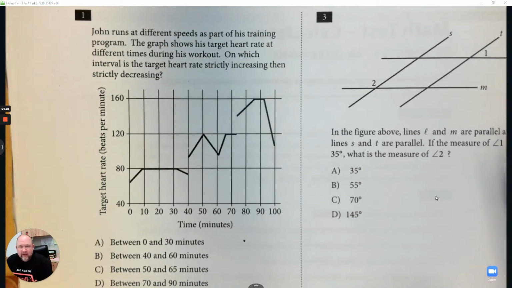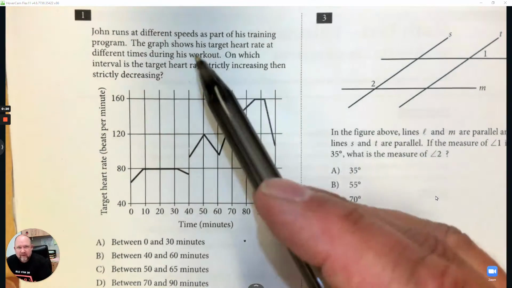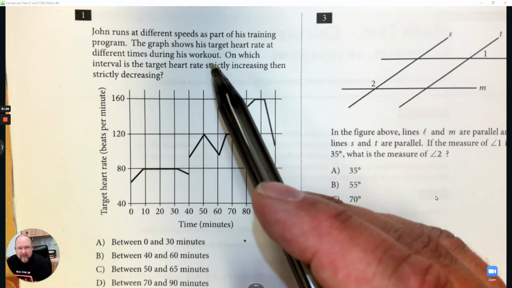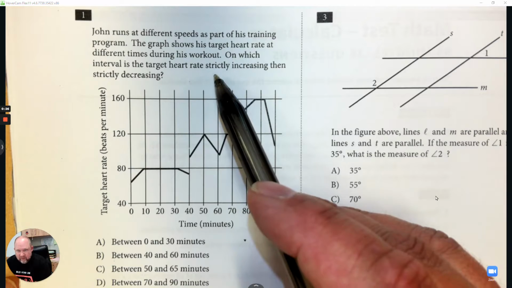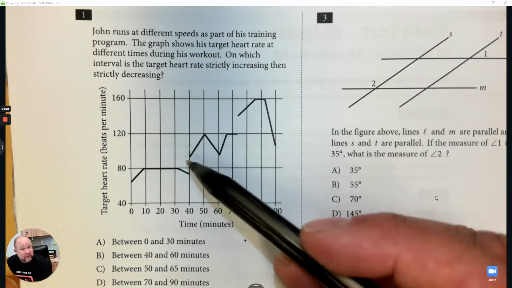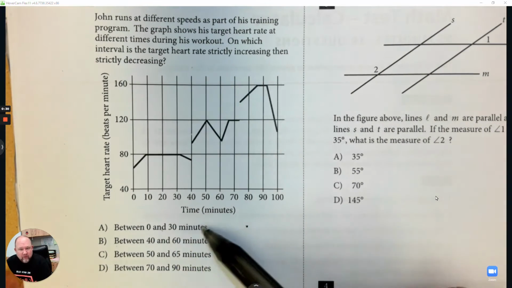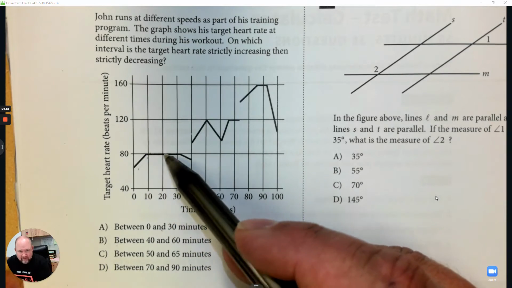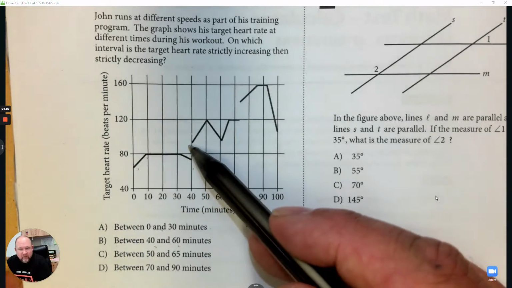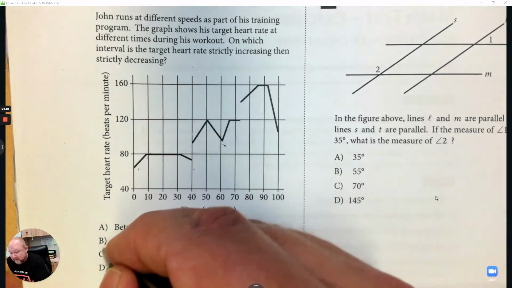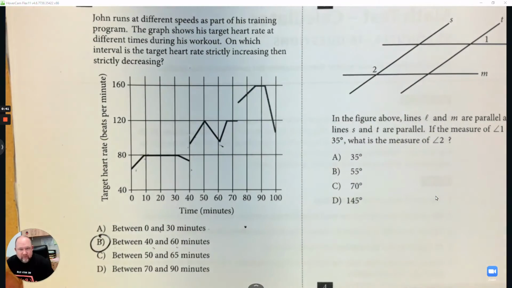All right, John runs at different speeds as part of his training. The graph shows his target heart rate at different times. On which interval is the target heart rate strictly increasing and then decreasing? So that means it goes up and then down. Between 0 and 30, it goes up, it stays straight, and then goes down. Not it. 40 to 60, it goes up and then goes down. That is it. It increases and then decreases.